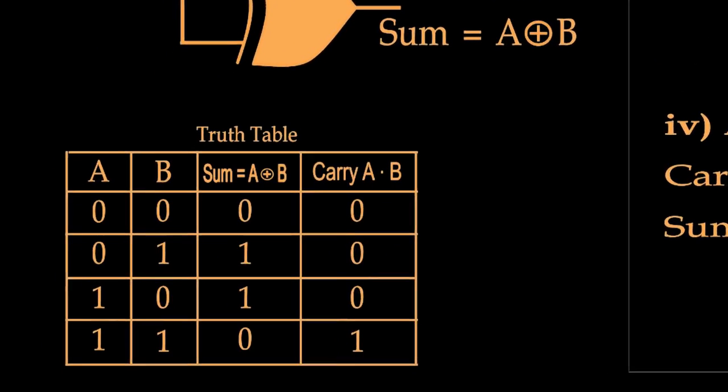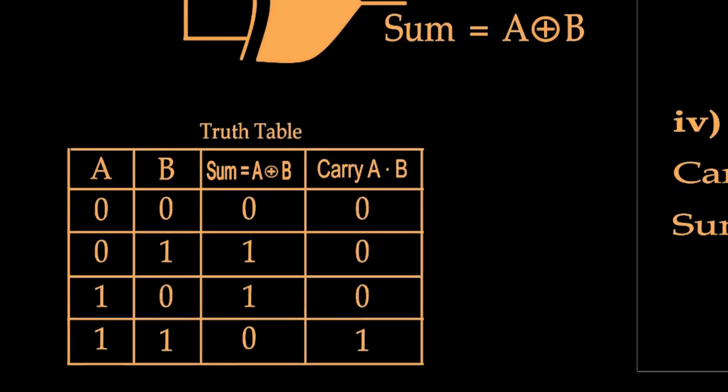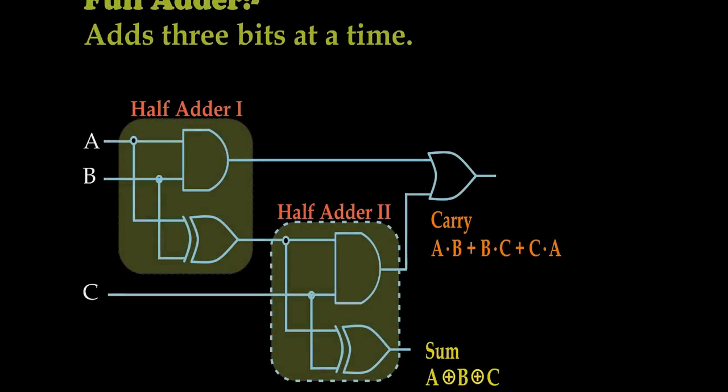From the truth table, you can see this circuit can be used for addition of 2 bits, where 2 outputs can be generated as sum and carry. Now we will discuss the full adder. It is an electronic circuit that can add 3 bits at a time. That is why it is called a full adder.